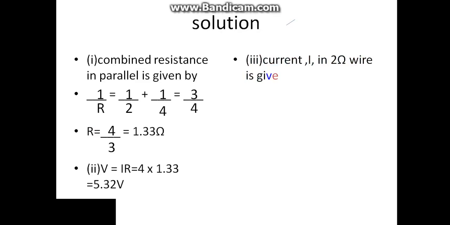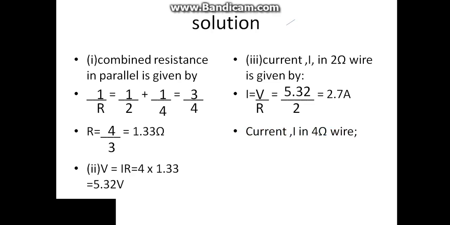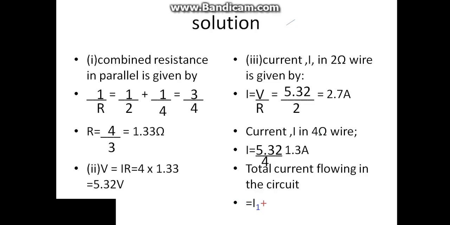III, current I in the 2 ohm wire is given by I equals capital V over capital R, which equals 5.32 over 2, which is equal to 2.7 amps. Current I in the 4 ohm wire, I is equal to 5.32 over 4, which gives us 1.3 amps. Total current flowing in the circuit is equal to I1 plus I2, which is equal to 2.7 plus 1.3, which gives us 4 amps.